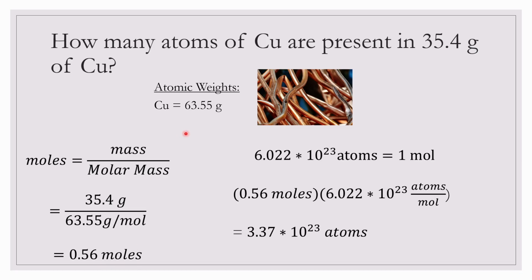Using the number of moles, on the first slide, we learned that 6.022 times 10 to the 23 atoms is equal to 1 mole. And since we have 0.56 moles, if we multiply Avogadro's number by the number of moles, we get 3.37 times 10 to the 23 atoms.